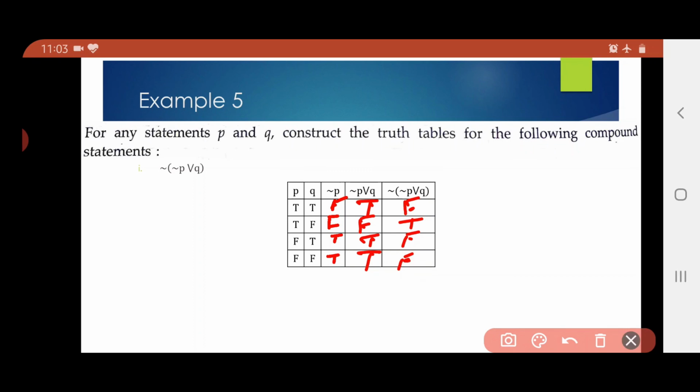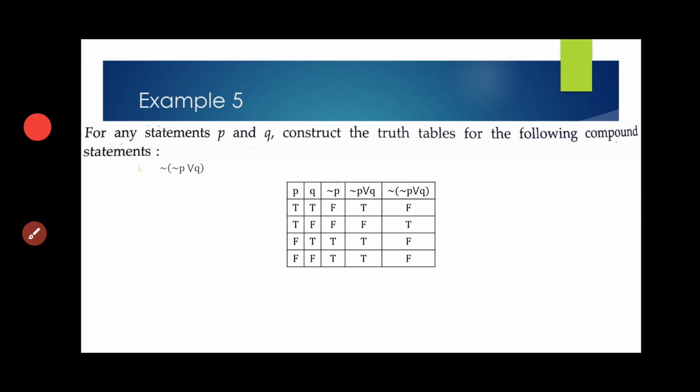So now if I just remove all these and just type everything down, so this is what you get. That is, this is our truth table.